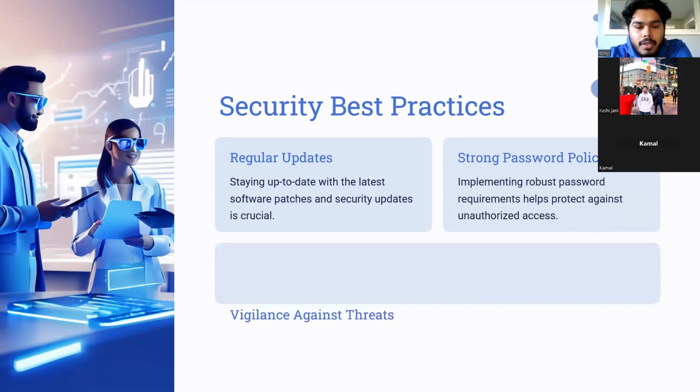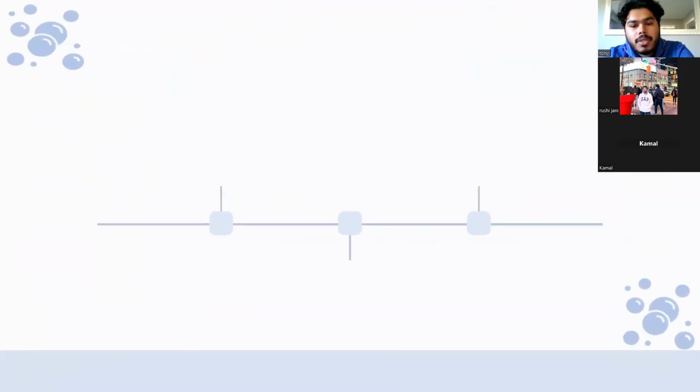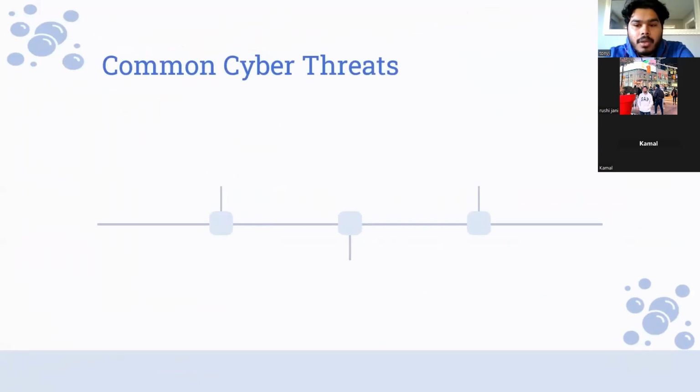The second point is strong password policies. Implementing robust password requirements helps protect against unauthorized access. Encourage the use of complex passwords that include a mix of letters, numbers, and special characters. Additionally, consider enforcing regular password changes and using multi-factor authentication to add an extra layer of security.